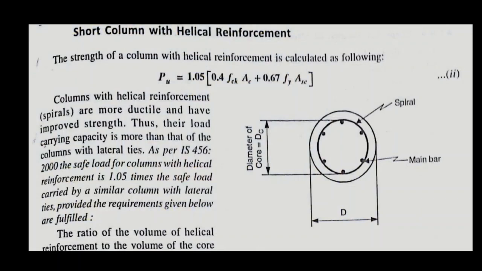You can see the figure, helical reinforcement is needed where the column is circular, and for a circular column we need a minimum of 6 longitudinal bars. Okay, and the tie bars are spiral here. If you see the longitudinal section, you can see the tie bars are spiral here.